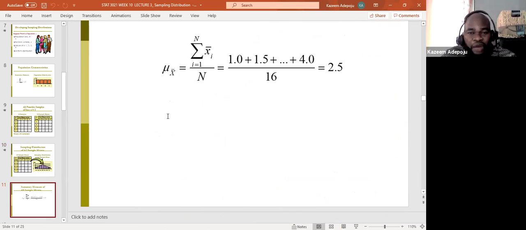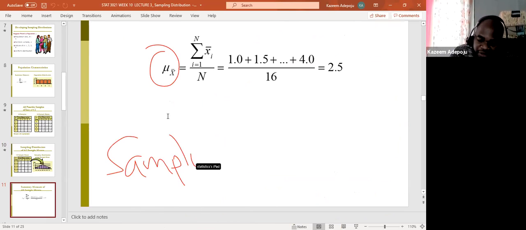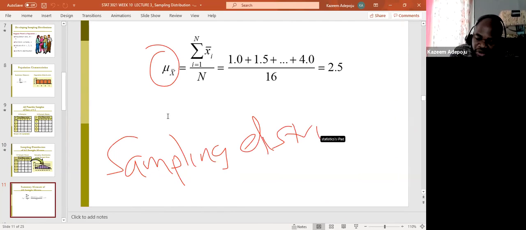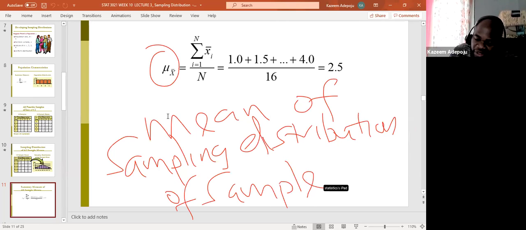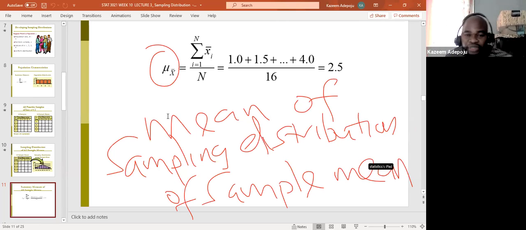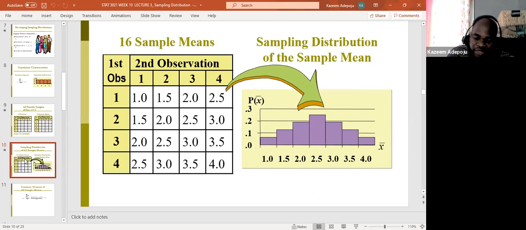Okay, the next thing that we now want to do, we want to find, take a look at this guy. This guy is what we call the sampling distribution. Okay? That's what we call the mean of the sampling distribution of the sample mean. If I want to get the mean, do you know what I'm going to do right now? I'm actually going to go back to the pairs of means and add all of this together.